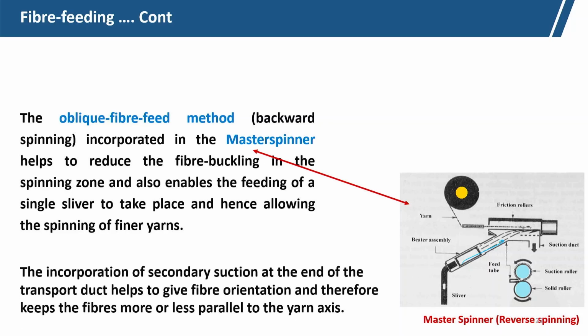Now, here what happened is the incorporation of a secondary suction roller duct. So, one is the suction duct, another is the secondary suction duct, which is incorporated at the end of the transport duct, which actually helps in orientation of fiber. So, the basic problem was actually the fiber orientation. So, these are the different approaches by which the fiber orientation is improved.